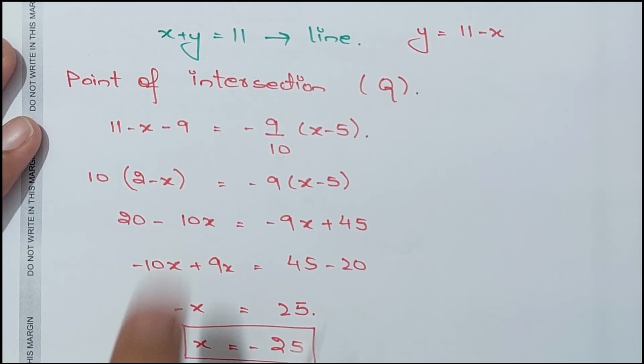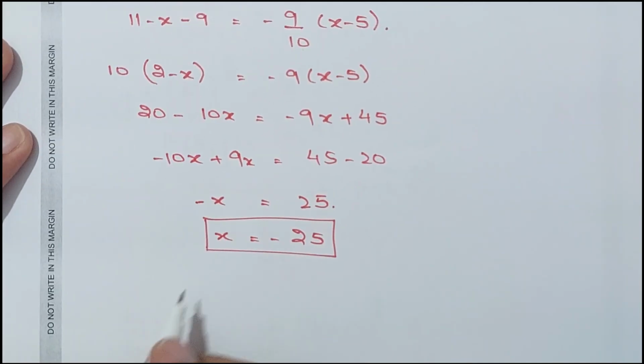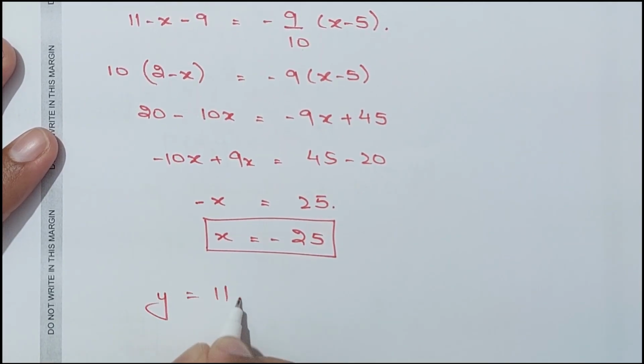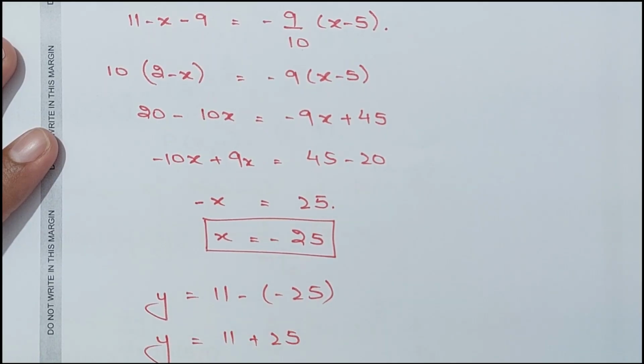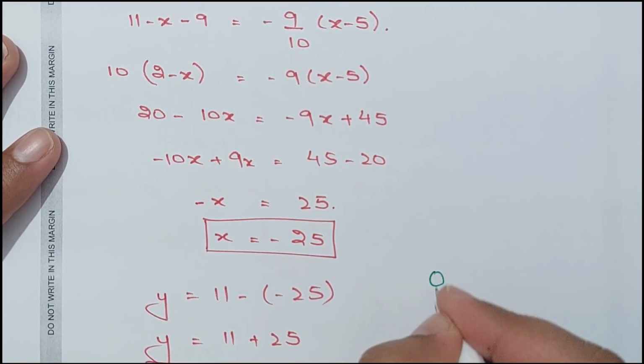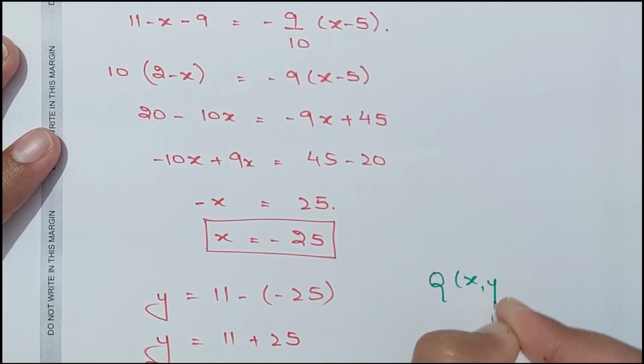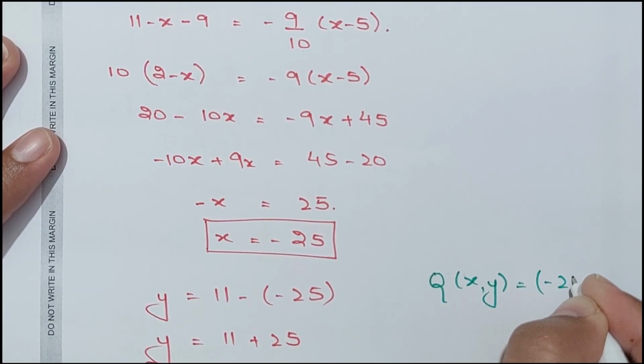Let me solve for the y coordinate by plugging into this equation. y equals 11 minus x. So y equals 11 plus 25, which equals 36. So we can say the coordinates of point Q, (x, y), are (minus 25, 36).